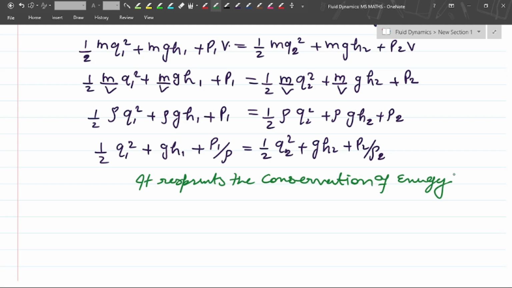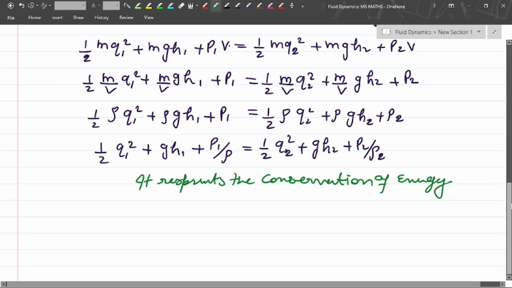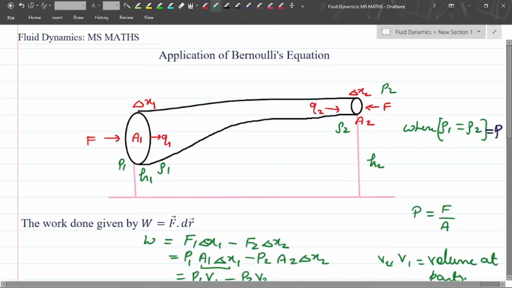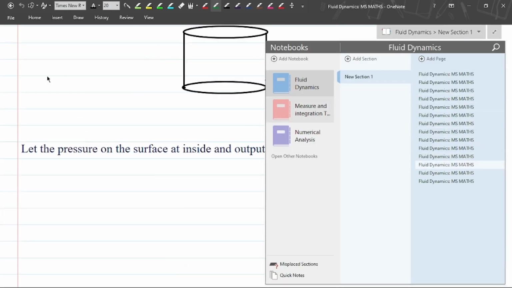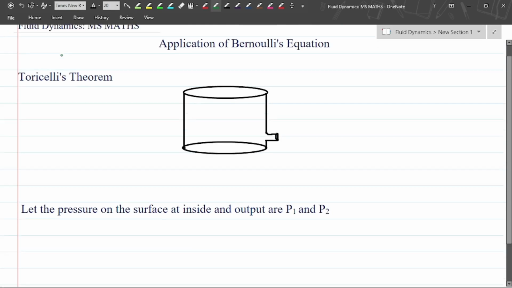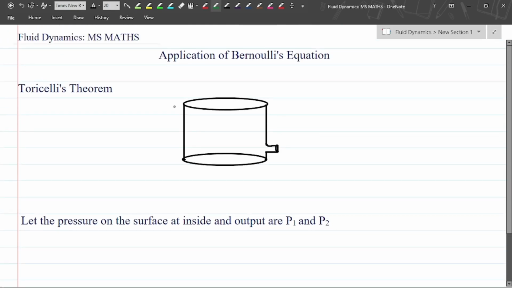Now we have a theorem, that is Torricelli's theorem. This is also based on the same concept. Torricelli's theorem says that if you have a tank which is closed, I say there is no atmospheric pressure, or the same atmospheric pressure.